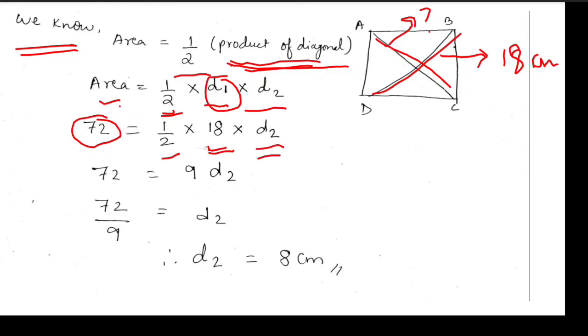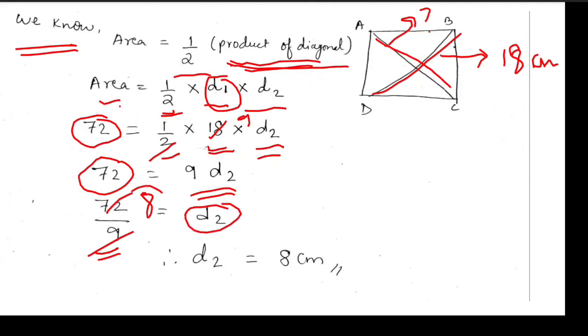Clear? Now we can cancel this. 2 9s are 18. So how much did we get? 72 equals 9 into D2, that is 9 D2. Clear? Now D2 equals 72 by 9. So 9 8s are 72. So we got the value of D2, that is 8 centimeters. So this way this question is done.